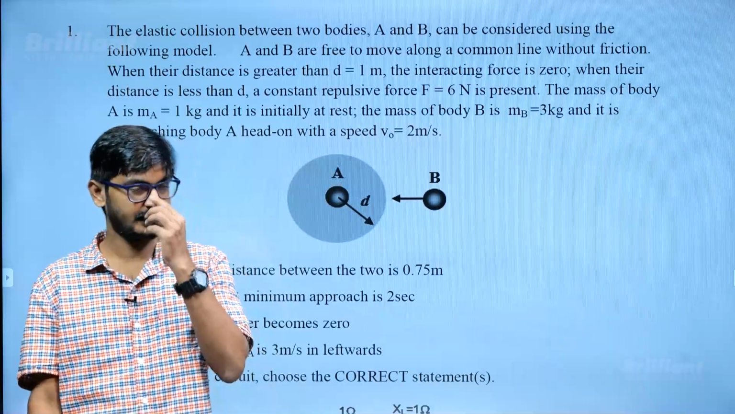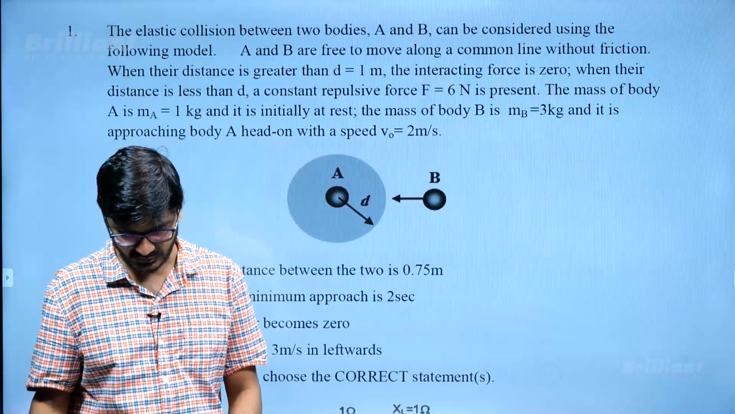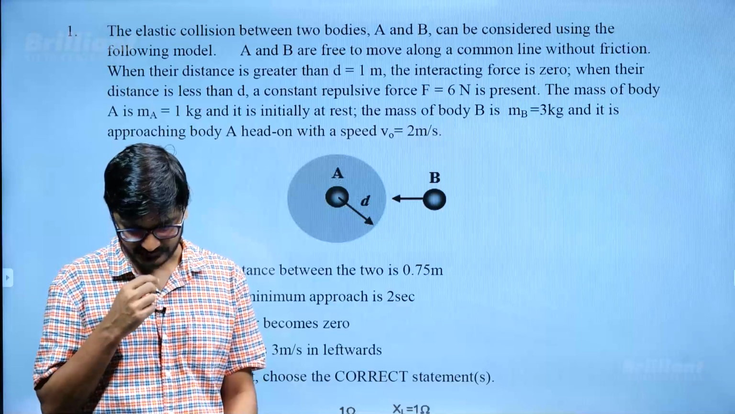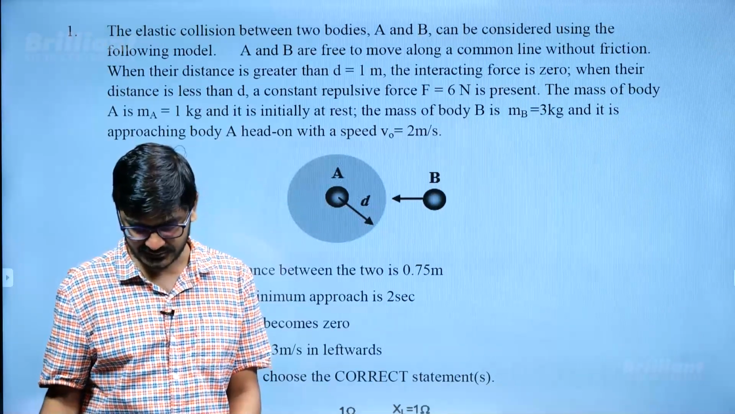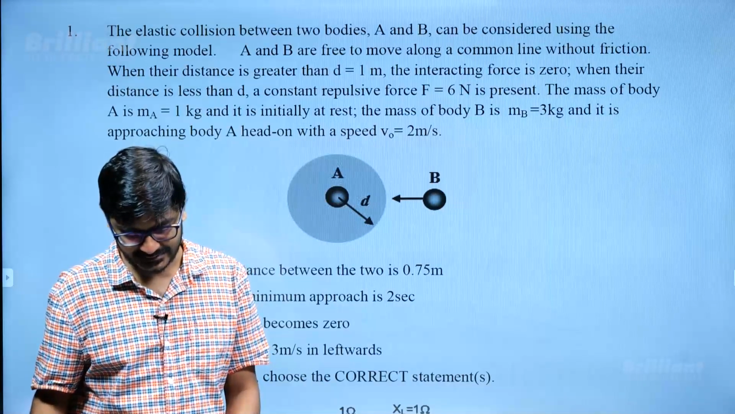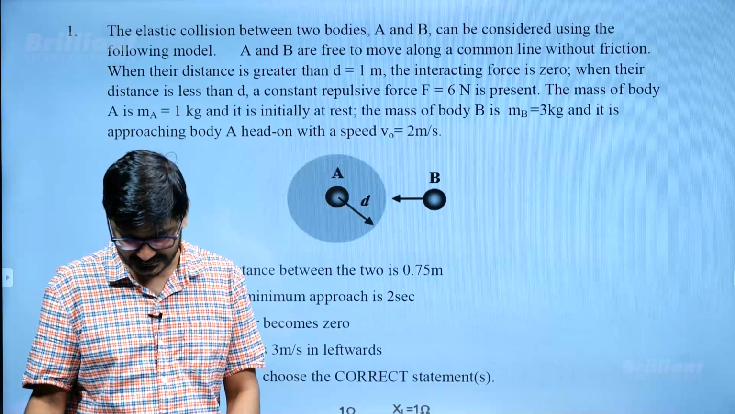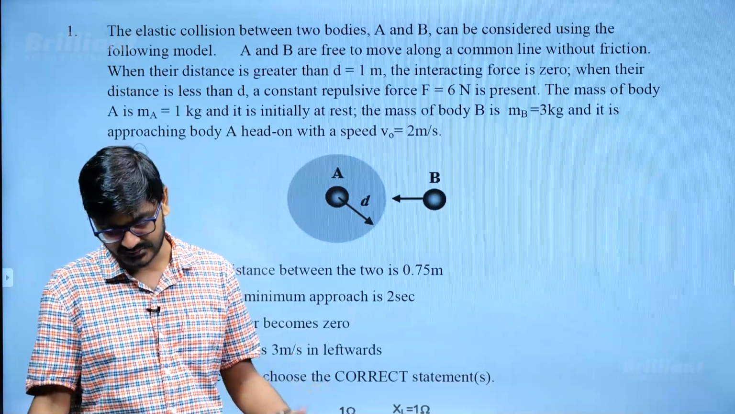Going to the next paper: the elastic collision between two bodies A and B can be considered using the following model. A and B are free to move along a common line without friction. When the distance is greater than 1, the interaction force is 0. When the distance is less than 1, there is a repulsive force. The mass of body A is 1 kg and it is initially at rest. The mass of body B is 3 kg and it is approaching A with speed 2.